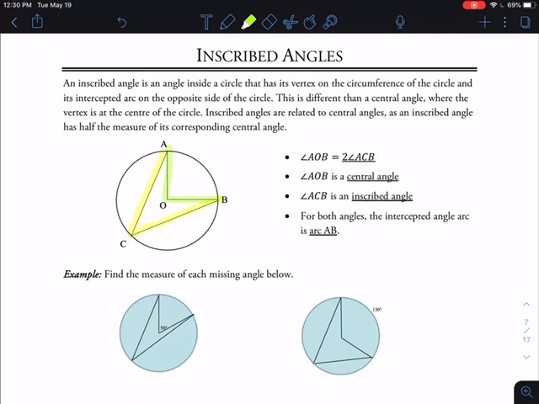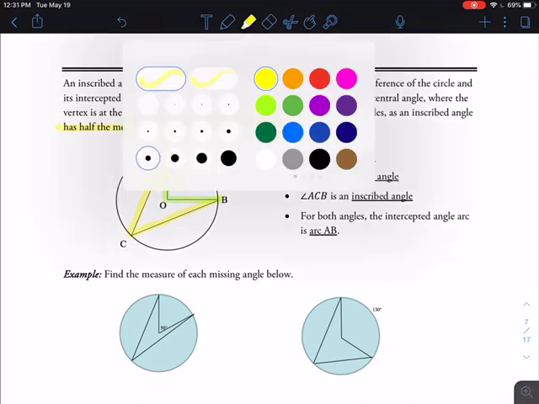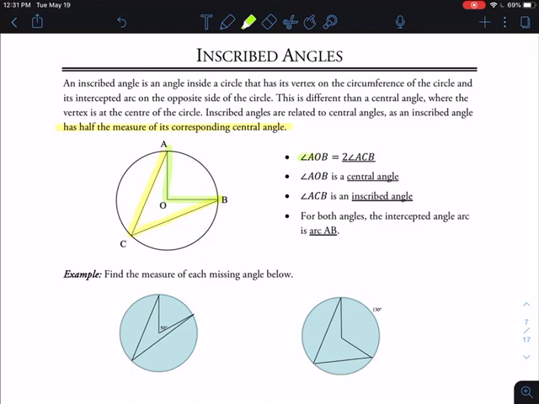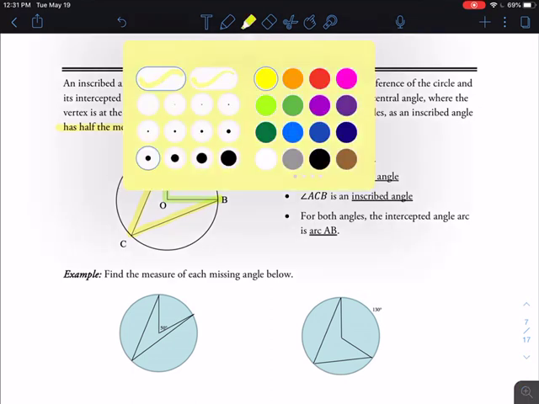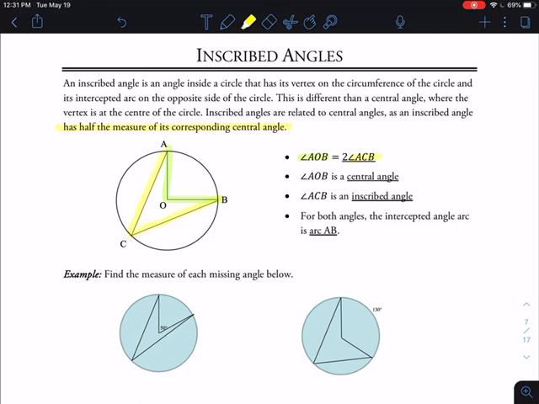Now, the important thing about inscribed angles is that they have half the measure of the corresponding central angle. That's the really important piece here, and that's what these notes are going to talk about. So the measure of AOB, that central angle, the green one, I'm going to highlight so that you can correspondingly see them in your notes, is 2 times the measure of angle ACB. Let's try and highlight that better. There we go. So if you take the measure of this angle and you multiply it by 2, that'll give you the measure of this angle.